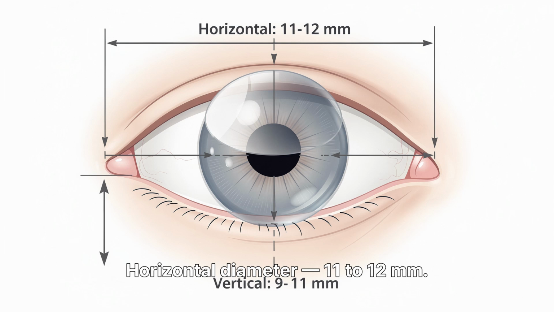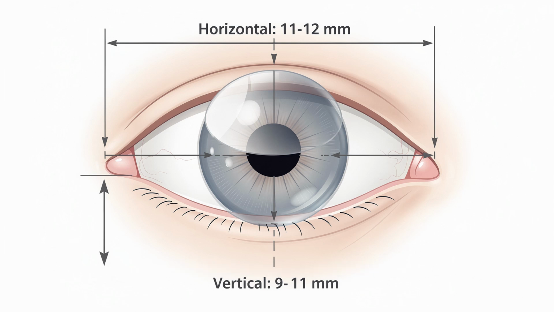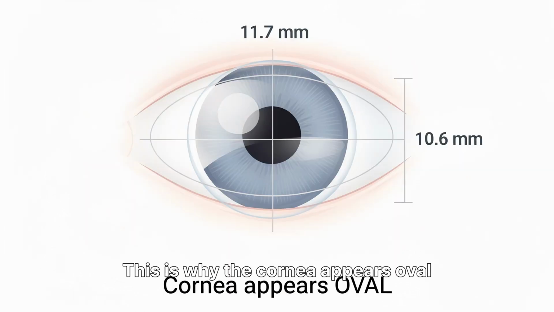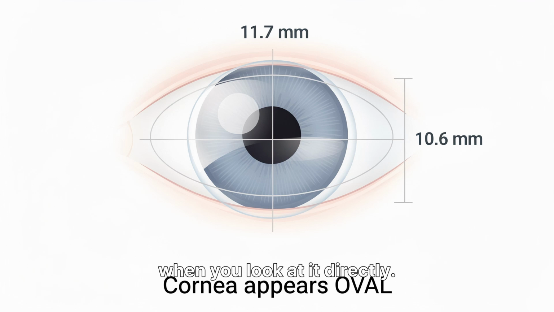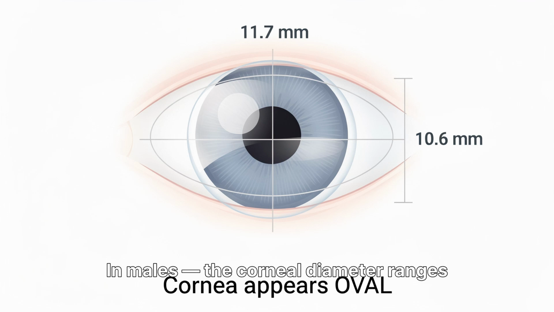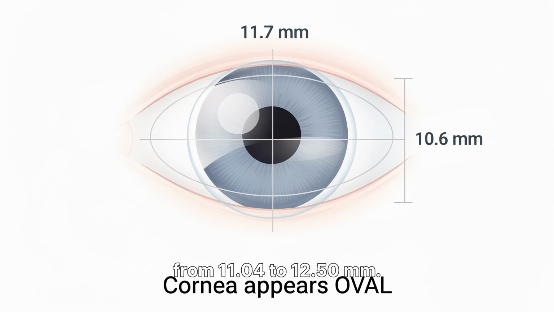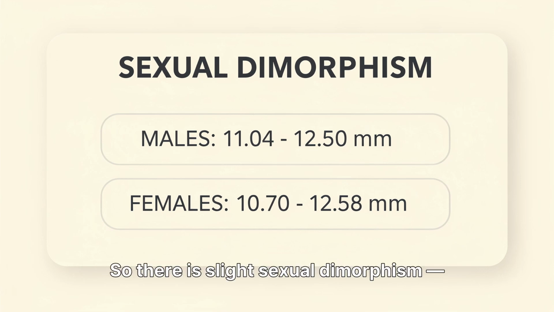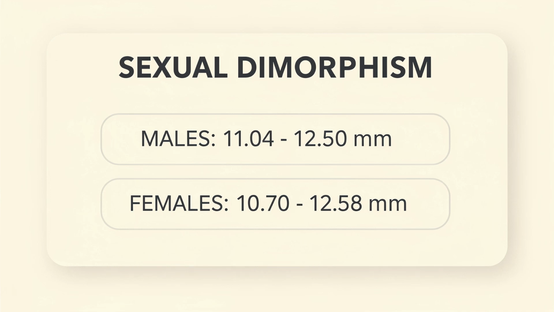Horizontal diameter, 11 to 12 mm, vertical diameter, 9 to 11 mm. Note, the horizontal diameter is larger than the vertical. This is why the cornea appears oval when you look at it directly. In males, the corneal diameter ranges from 11.04 to 12.15 millimeters. In females, it ranges from 10.7 to 12.58 millimeters. So there is slight sexual dimorphism. Males tend to have slightly larger corneas on average.